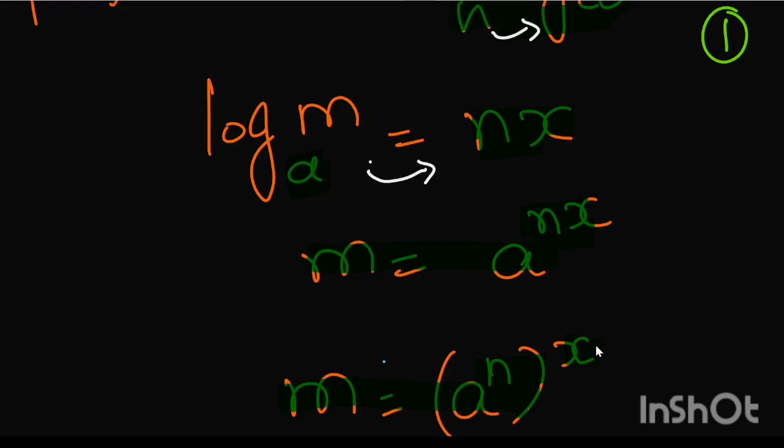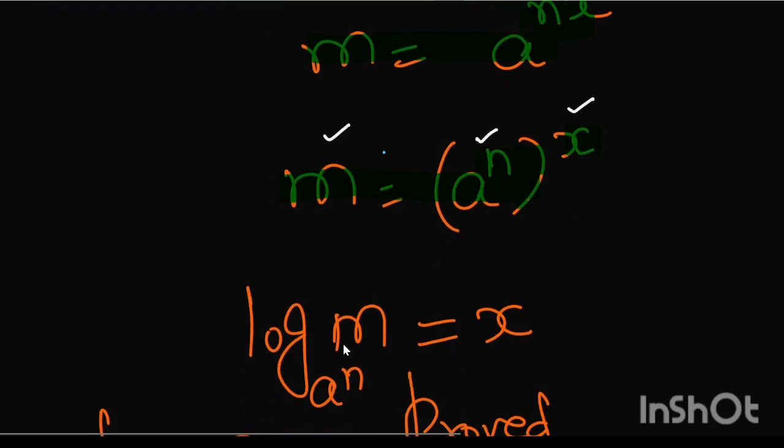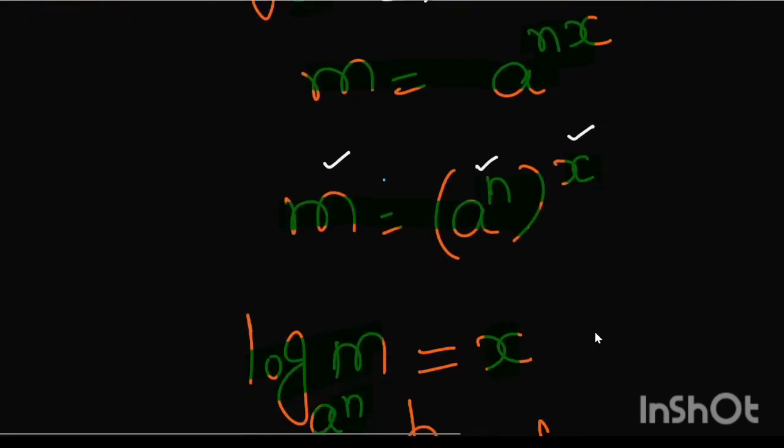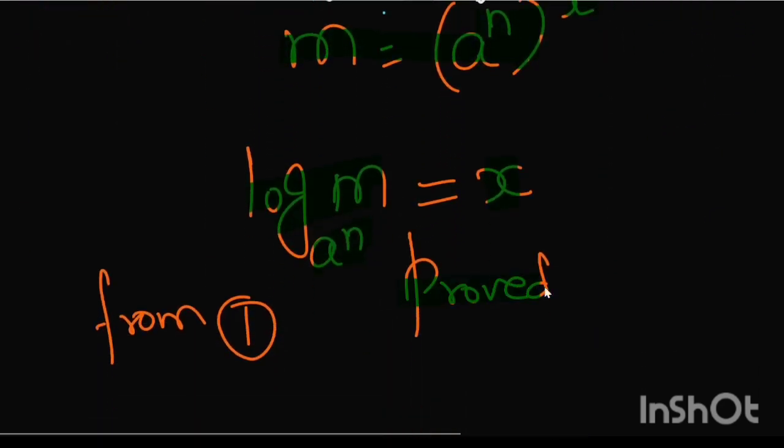Now I will write this in what? Yes, we will write this again in logarithmic form. So the three numbers that we will use here are m, a to the power n, and x. So it would be like this: log m, which comes as argument, a to the power n will come as base, x will be the value of log m. So this is what x came out to be, and x, what we assumed, was 1 by n log m base a. So from first and second it is proved. Okay, so that's the proof.